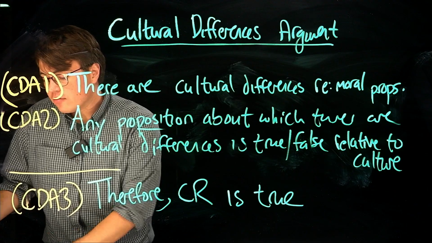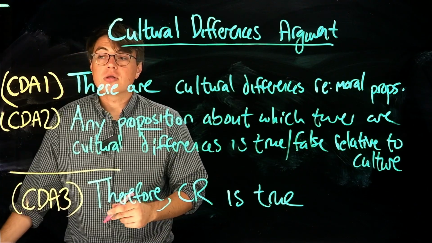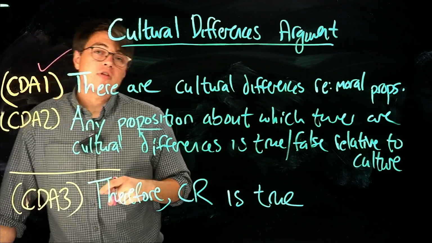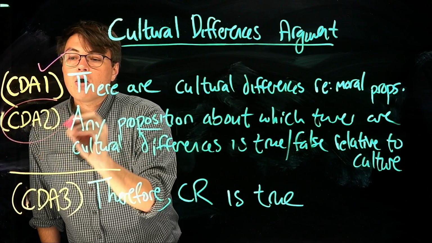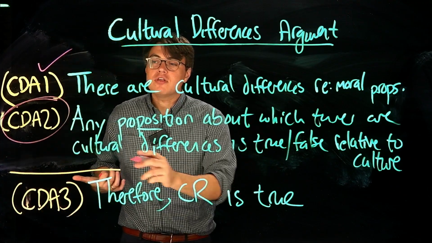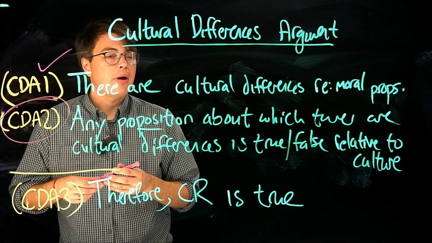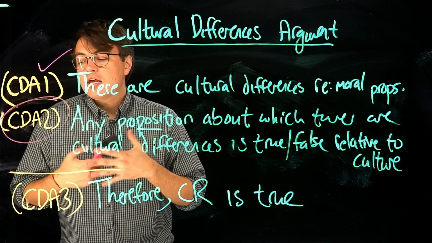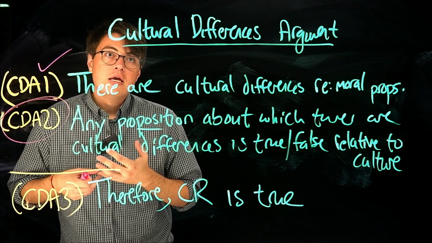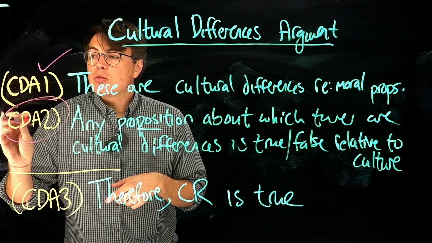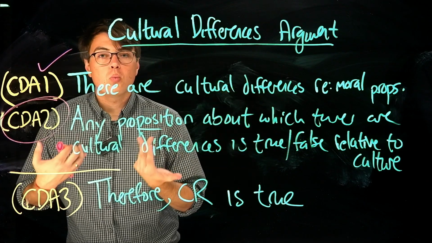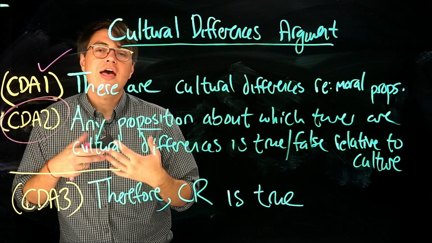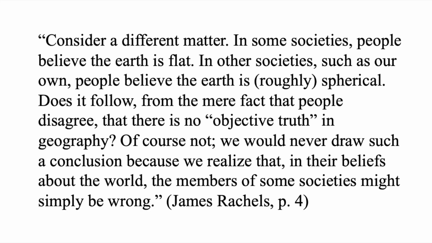Now, in a way, what we've done is just shift the locus of controversy a little bit, because this first premise is definitely true, although we will revisit the details in a second. And now what we'll need is, well, why should we believe this second premise? Why think that any proposition about which there are cultural differences is one that has its truth value only relatively? And this one, the way we can think about it is that what Rachels provides as a reason to think that the original version with one premise is invalid is for us really a counterexample to premise two. Consider a different matter. In some societies, people believe the earth is flat.